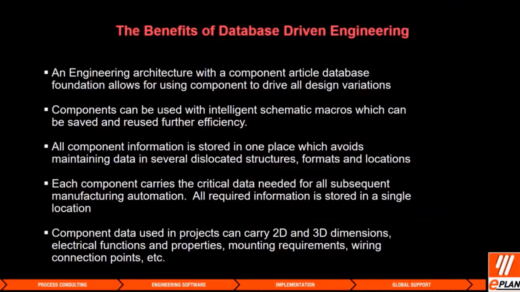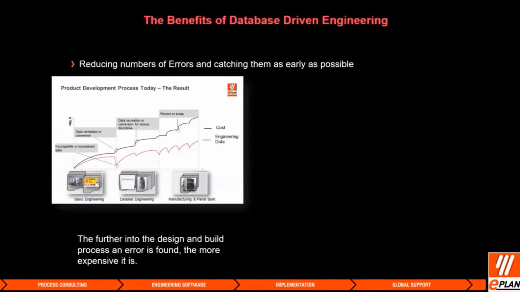And just to state here that each component is also carrying with it all the critical data that we need for subsequent manufacturing automation. So the technologies we're going to be talking about, we can carry, of course, with that component 2D, 3D dimensions, electrical functions and properties, mounting requirements for mounting that component on the panel, as well as wiring connection points, which we will see is very important.